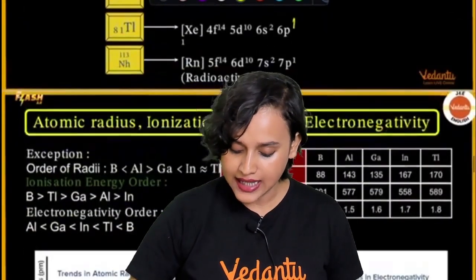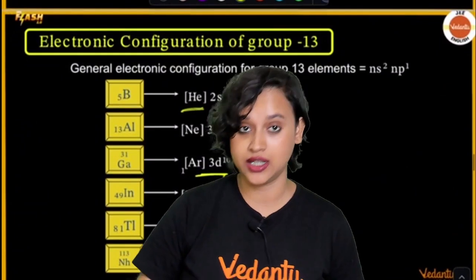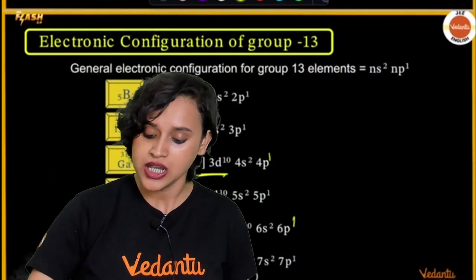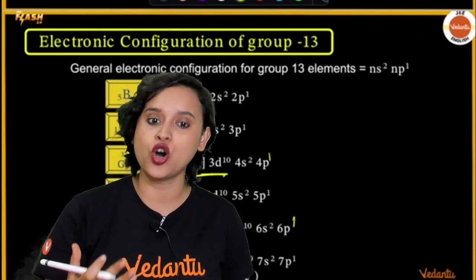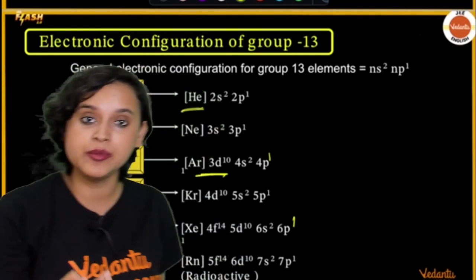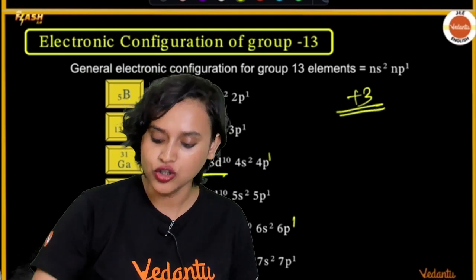Now, let us have a look at the atomic radius, ionization energies and electronegativity, which we have just observed some time back, but it is my duty to teach you right now. The group oxidation state, that one oxidation state that all of these elements can exhibit, my dear students, is your +3 oxidation state. How so?